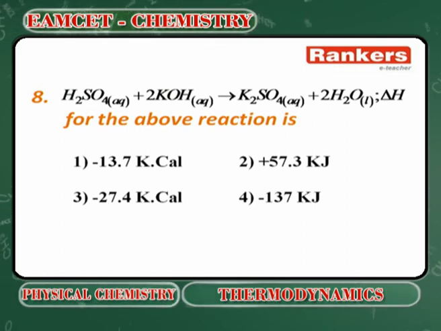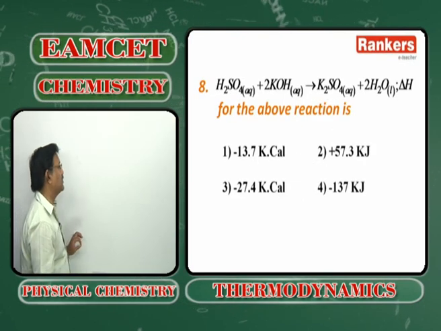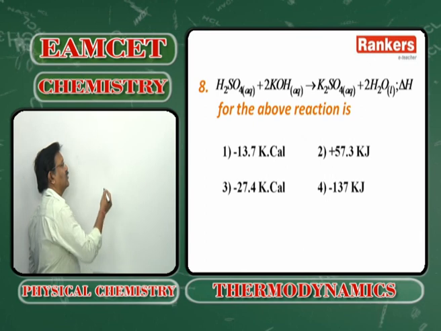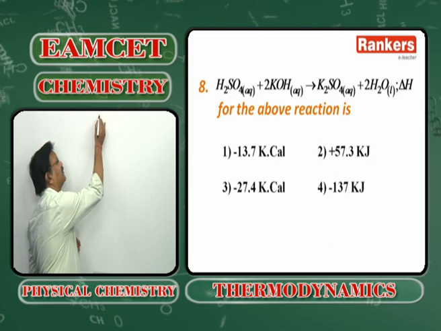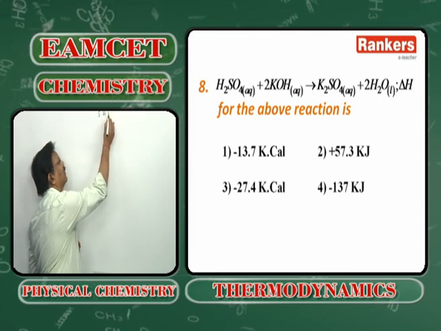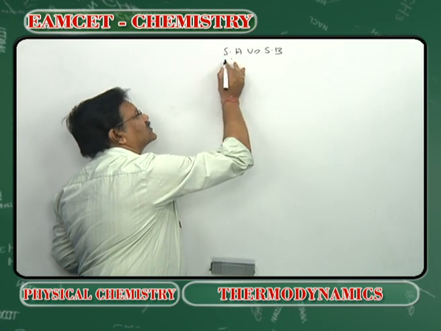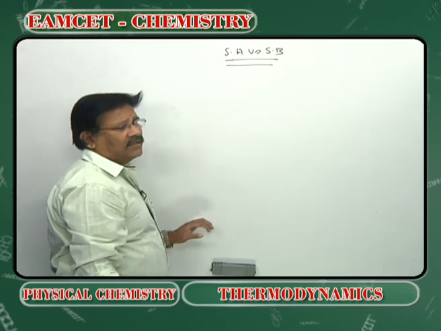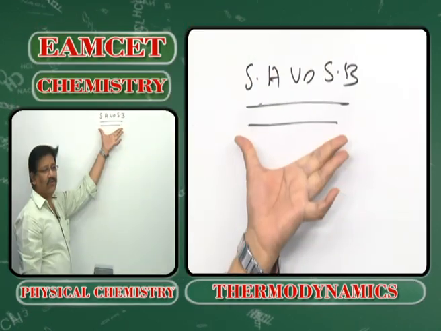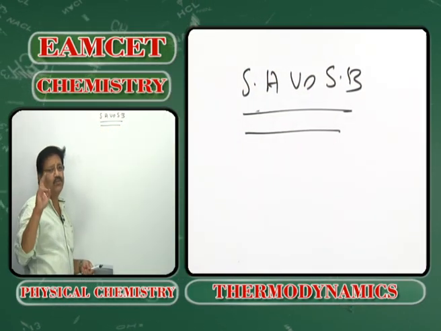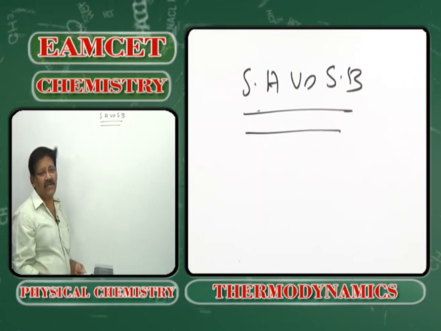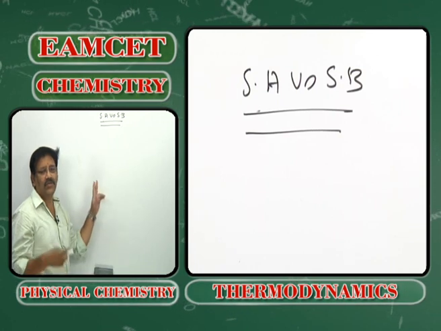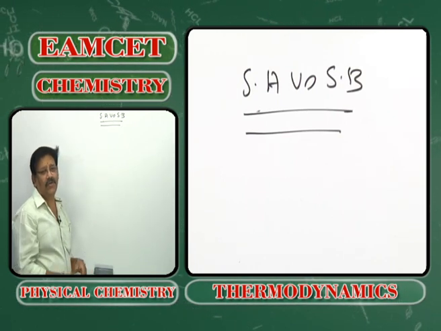Here delta H, this is nothing but an acid base neutralization reaction. Acid base neutralization takes place between a strong acid and a strong base. The heat of neutralization process takes place in 2 steps. One, ionization of the acid and base. Second step is formation of water due to the combination of H plus ions and OH minus ions.